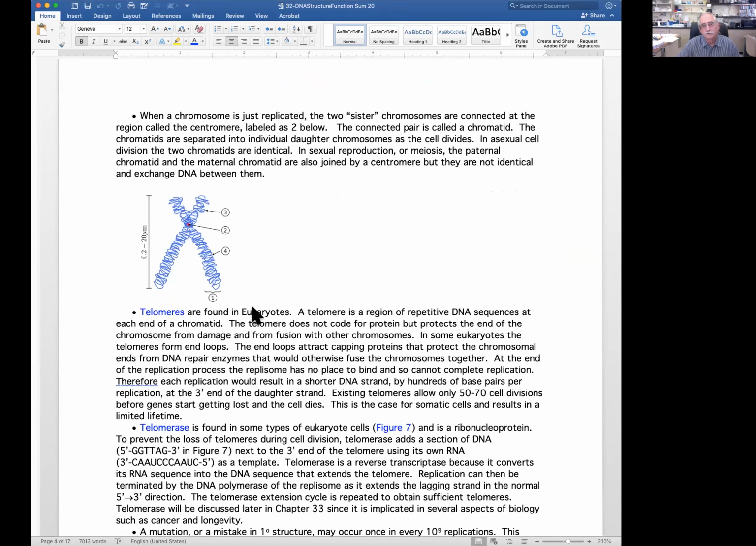So when a chromosome is just replicated, the two sister chromosomes are connected at a region called the centromere. That's a picture of it right there. And this is called a chromatid. And the chromatids are separated into individual daughter chromosomes as the cell divides. In asexual cell division, the two chromatids are identical. In sexual reproduction, or meiosis, the paternal chromatid and the maternal chromatid are also joined by a centromere, but they are not identical. And they can actually exchange pieces of DNA between them.